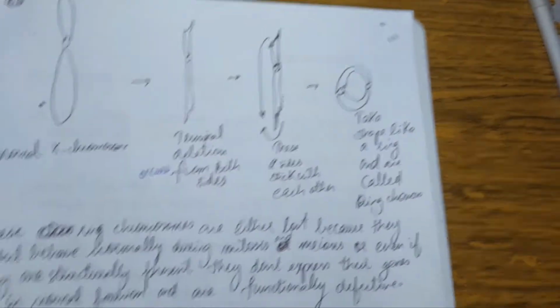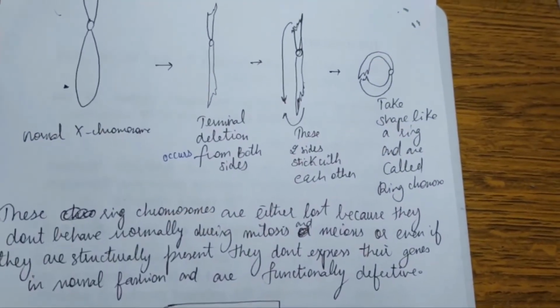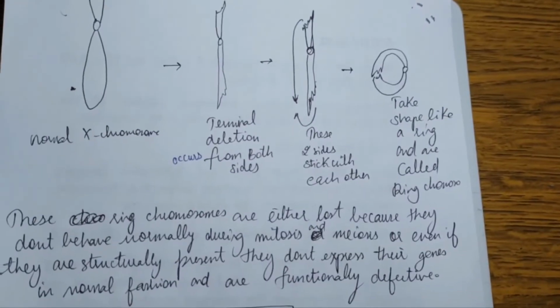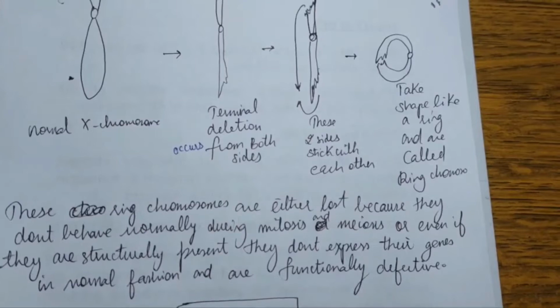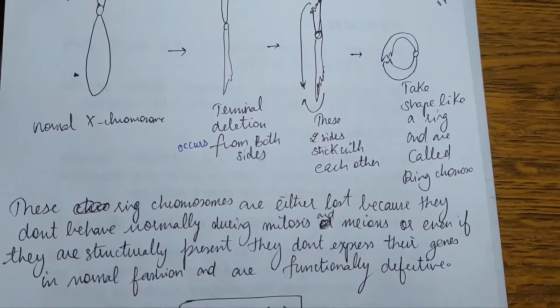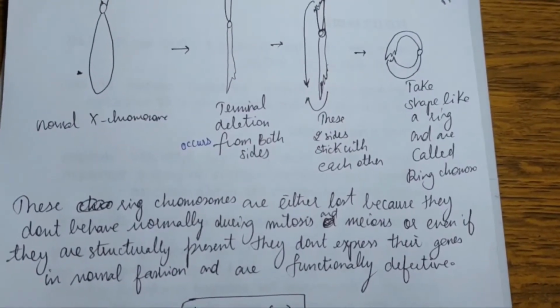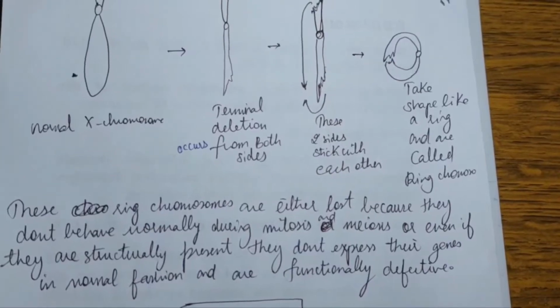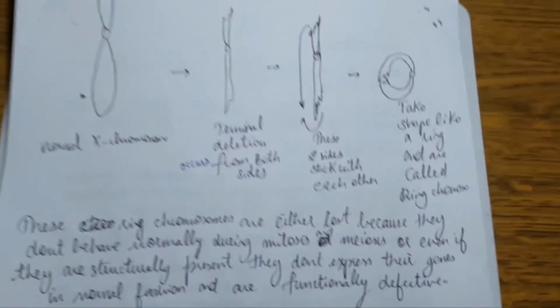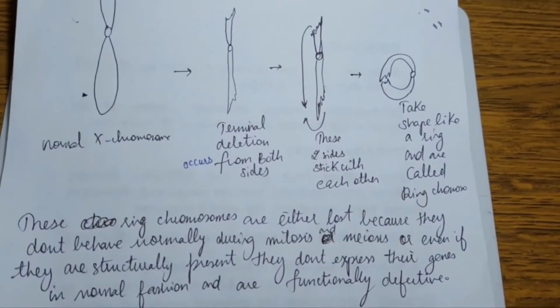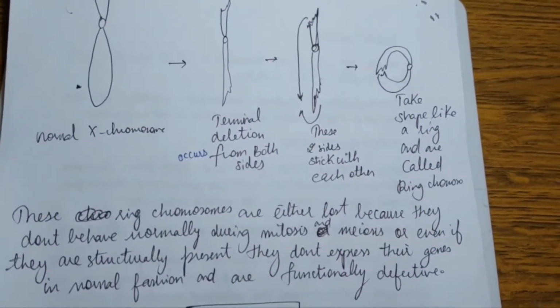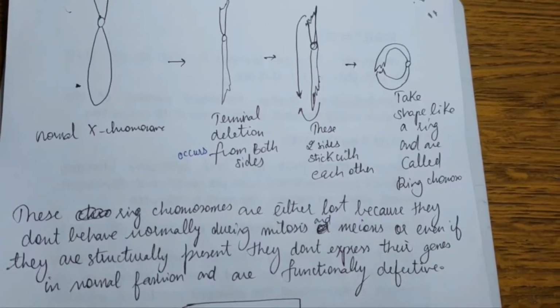These ring chromosomes are either lost because they digested away, because of the weird shape they have, or they don't behave properly during mitosis and meiosis. And even if they are structurally present, even if this ring structure is present, they will never express their genes in a normal fashion, so they are functionally defective.